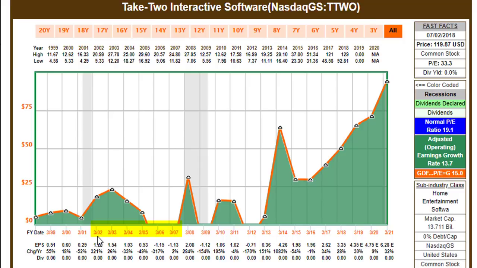And by the way, their fiscal year is March. From March of 02 in through 07, they actually had negative earnings or losses. They lost $1.15 in fiscal year 06, $1.13. Then they had a really good year, and then they had another loss. And more recently, if you look from 2013 on, you see a little better growth.